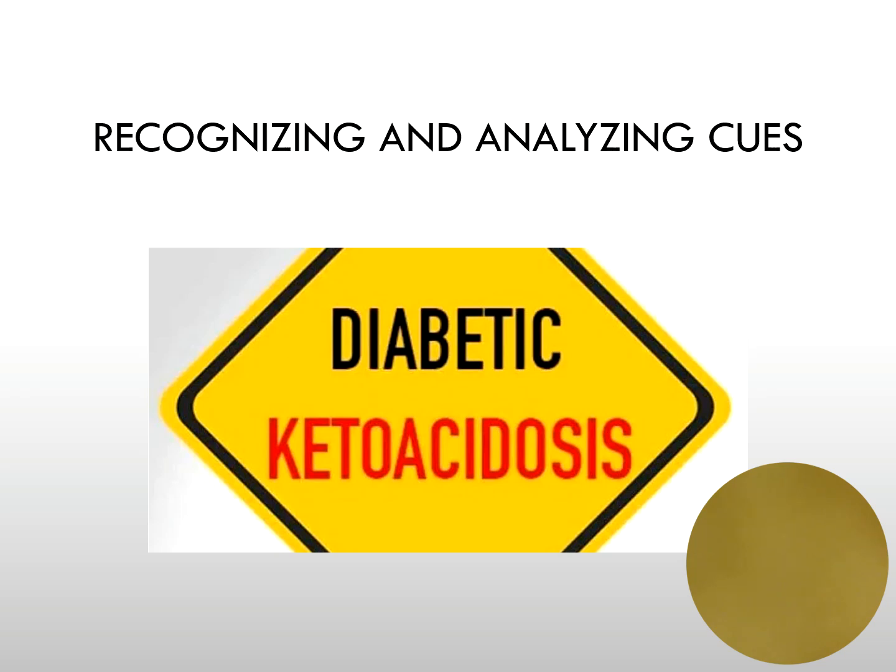Symptoms of DKA include those three Ps: polyuria, polydipsia, and polyphagia. Ketosis and Kussmaul respirations, where the body is attempting to correct that acidosis by breathing deeper and more rapidly. The fruity odor to the breath from the breakdown of fats for energy. Vomiting, nausea, and abdominal pain from the acidosis.